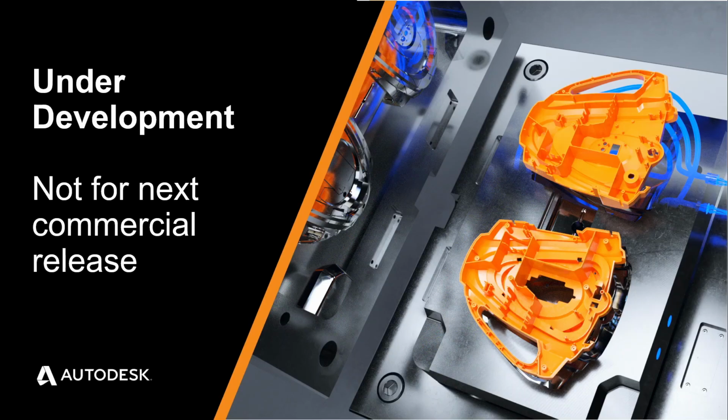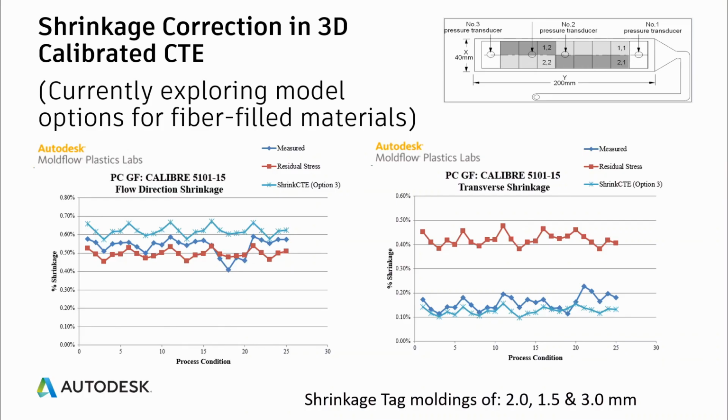Lastly, I'll mention some areas that we have under long-term development. And these are definitely not going to be included in the next commercial release. So I mentioned the topic of shrinkage correction in 3D and that we were working on a calibrated coefficient of thermal expansion, which was available in technology preview for non-fiber filled materials. Well, of course, we are currently now working to extend that method to also fiber filled materials.